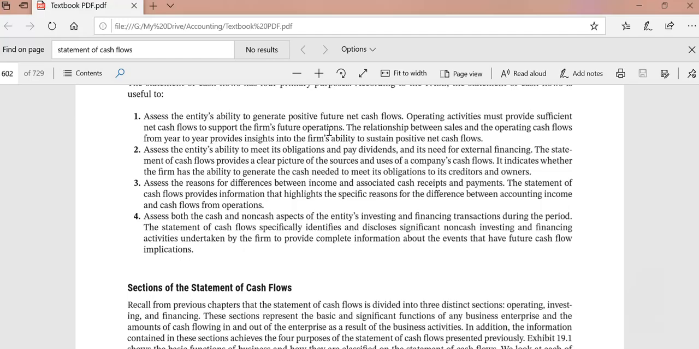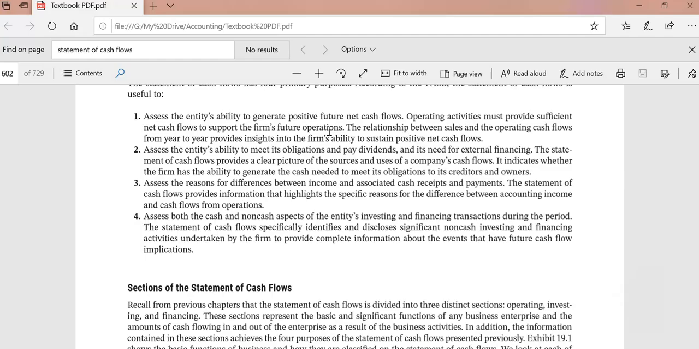Third, assess the reasons for the difference between income and associated cash receipts and payments. If I sell you something for $1 million, I'm going to have a receivable and I'm going to have my sales. What happens if I don't collect the $1 million from you? My income statement is going to report that $1 million initially, but cash has not been touched. So we want to understand the difference between income and cash from operations, and the statement of cash flows clearly shows that under the operating piece.